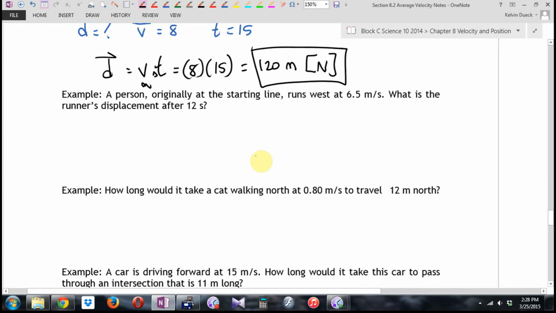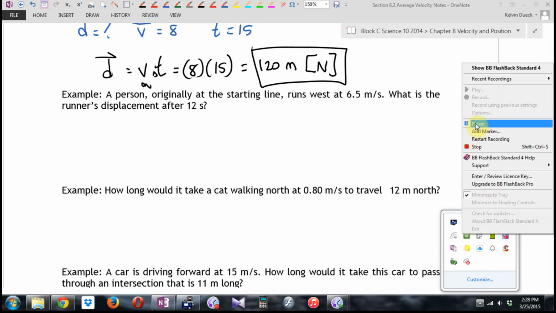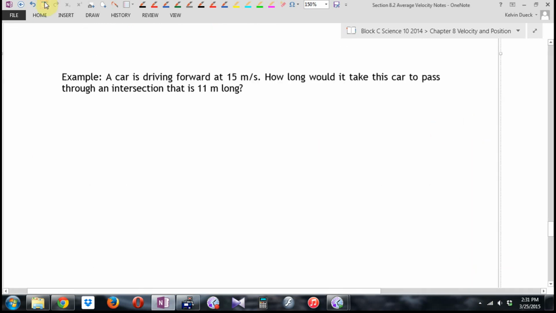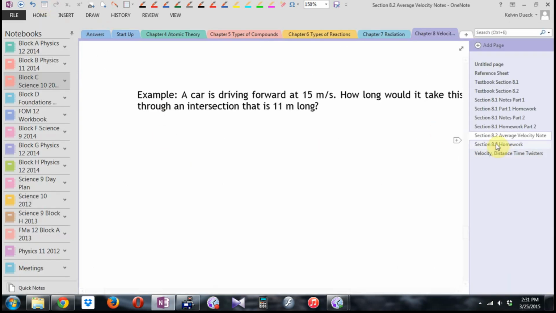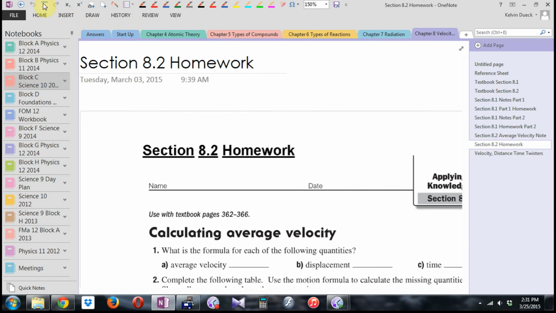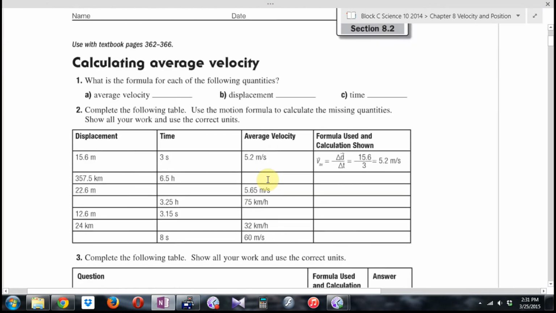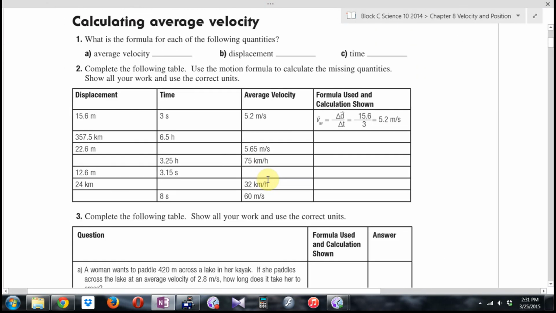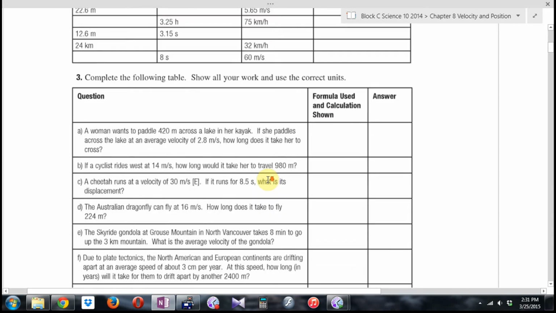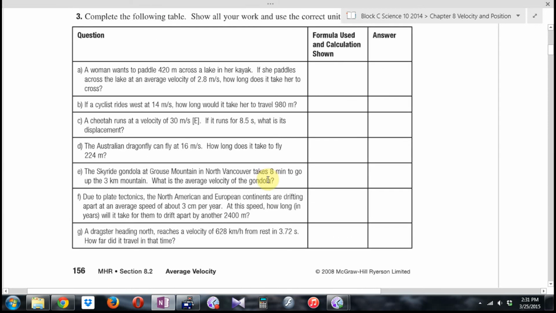Example: a person, originally at the starting line, runs west at 6.5 meters per second. What's the runner's displacement? Give me a second here. I'm going to pause. Okay, look up for a second. You're not going to get all of this done right now, but here's what I think you can do. This first page, calculating average velocity, I think you can do everything on this page. We'll practice this a bit more next class.